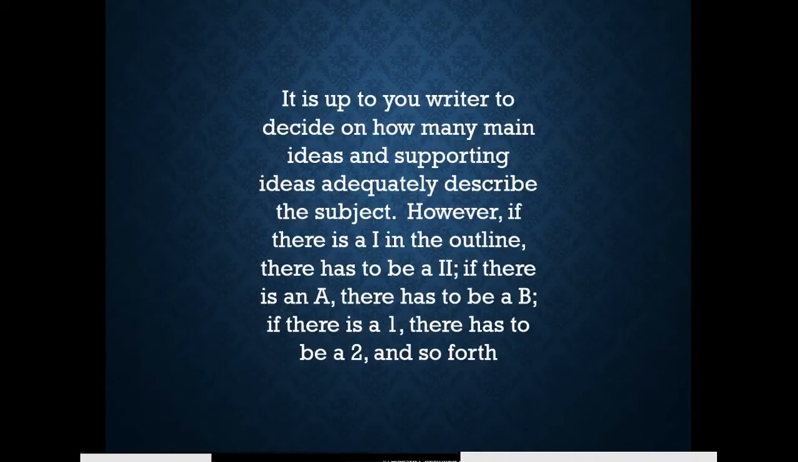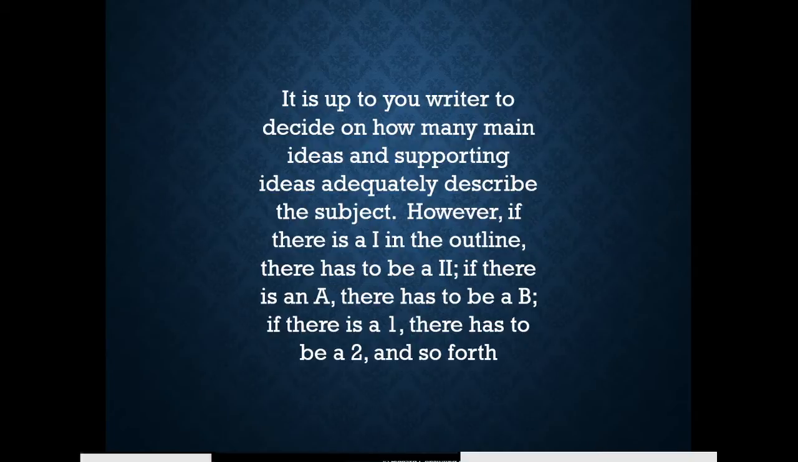It is up to you, writer, to decide how many main ideas and supporting ideas adequately describe the subject. However, if there's an I in the outline, if there's a Roman numeral 1, there has to be a Roman numeral 2. If there's an A, there has to be a B. If there's a 1, there has to be a 2.